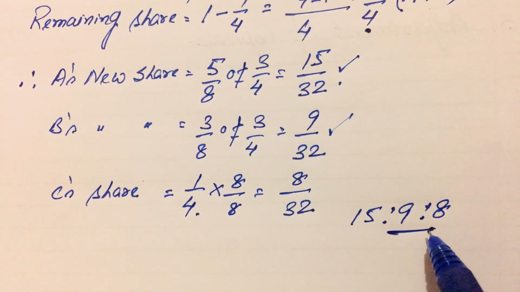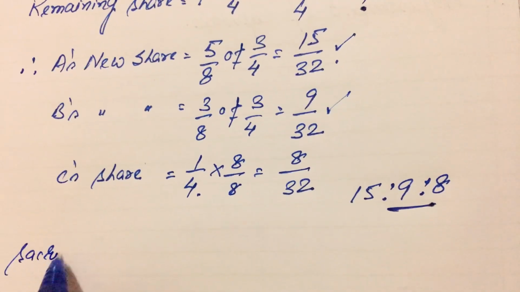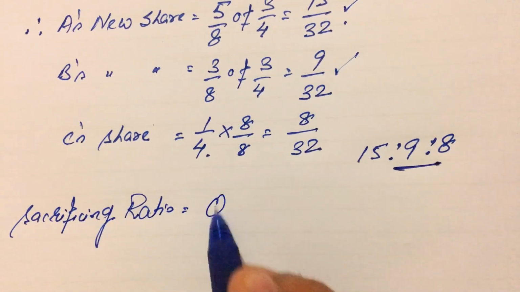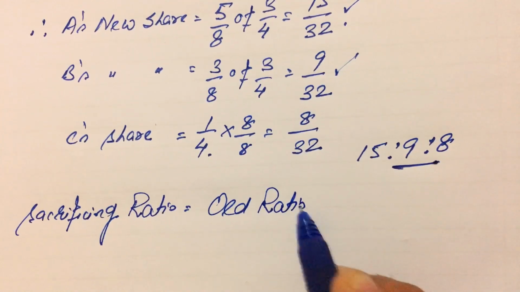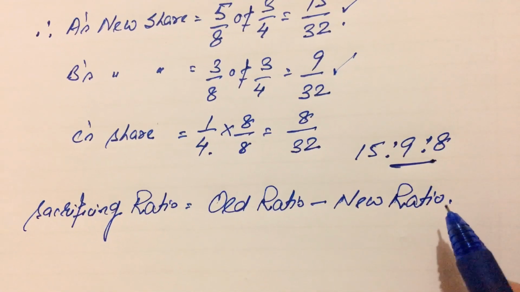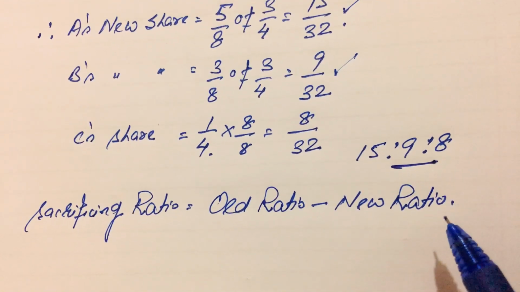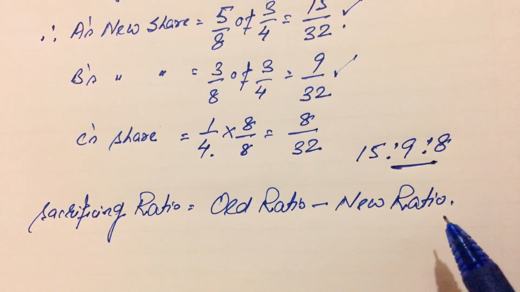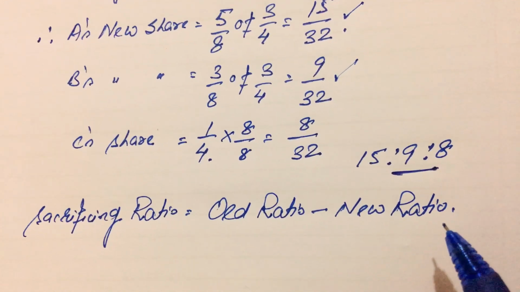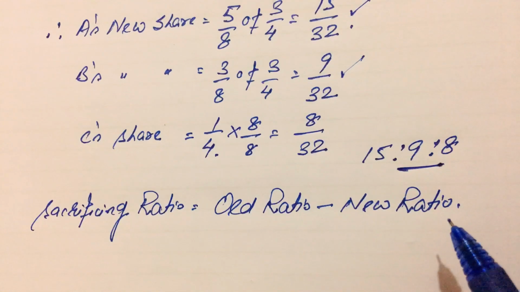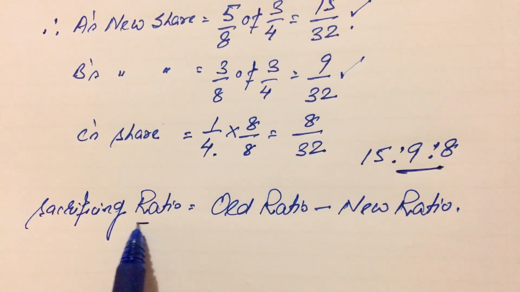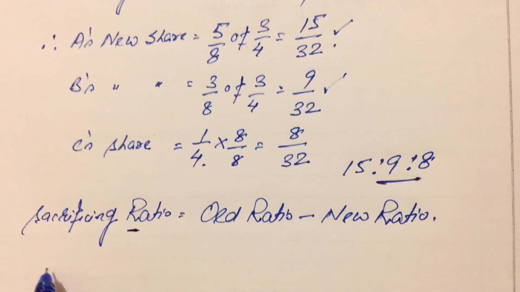Now, if we want to calculate the sacrificing ratio, then we will apply the formula of sacrificing ratio, and sacrificing ratio is equal to old ratio minus new ratio. And at the time of admission, you always remember that the sacrificing ratio will stand between the old partners, or out of the old partners there will be the sacrificing partner, and the new partner never will be a sacrificing partner. The new partner always will be a gaining partner. That's why we will calculate the sacrificing ratio between only the old partners, that is A and B.